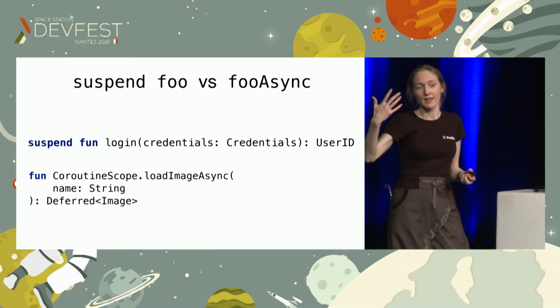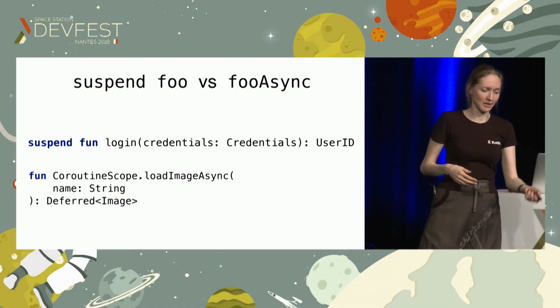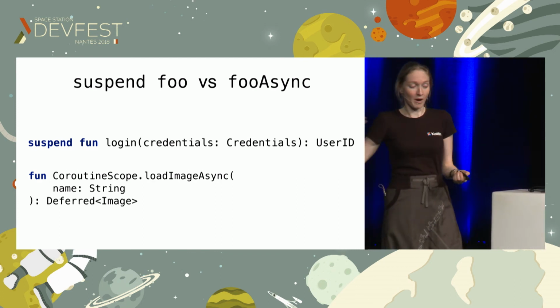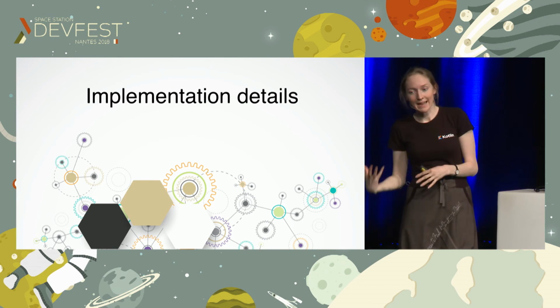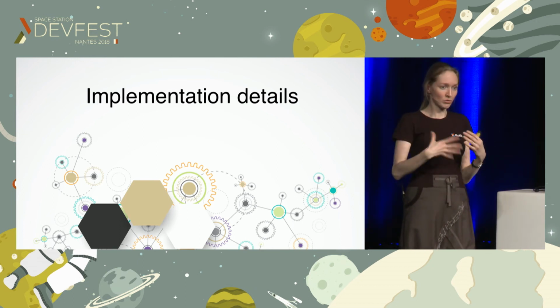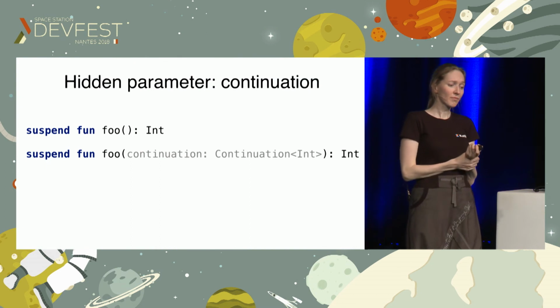So that's the new suggested way of writing your code that might be suspended and that may require this suspension mechanism. Now, some implementation details of how these coroutines are implemented under the hood.